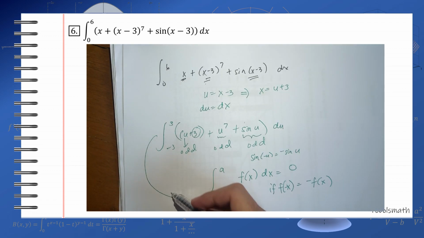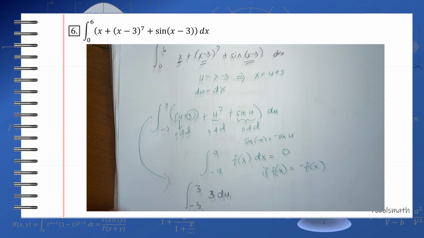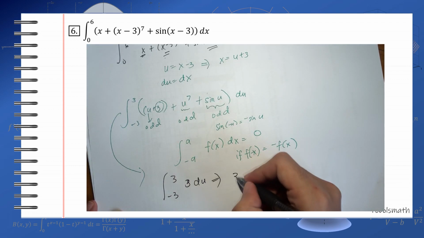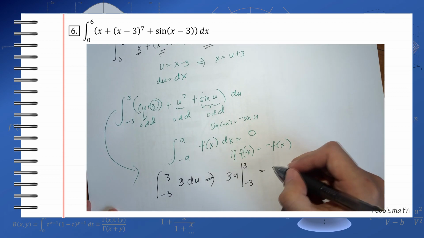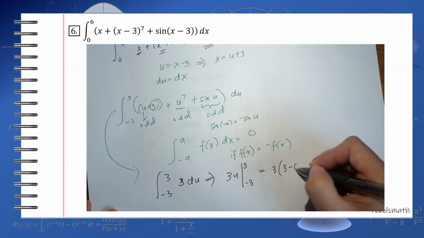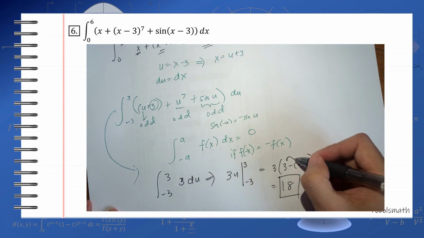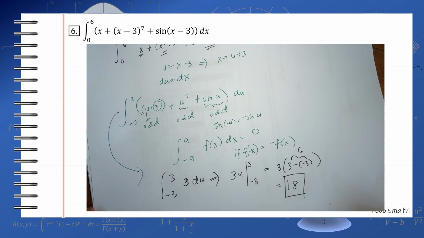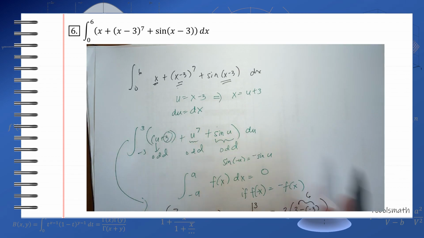So this whole integral here is equal to the integral from negative 3 to 3 of 3 du, which is just 3u evaluated from negative 3 to 3. So that's 3 times 3 minus negative 3 is equal to 18. So this is 18. You can also just evaluate this directly, but that's not suggested.